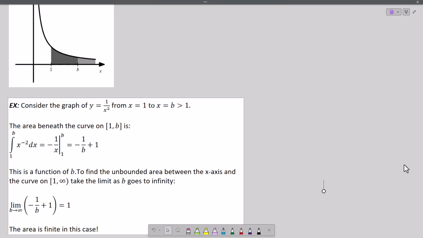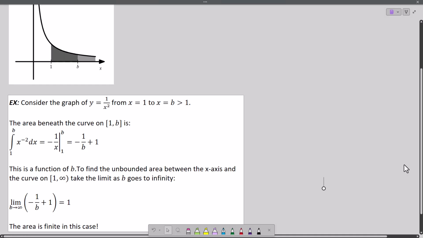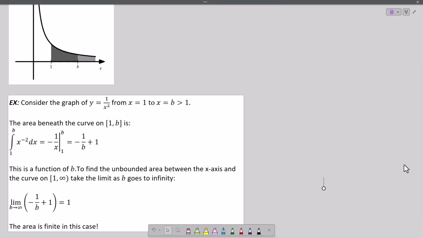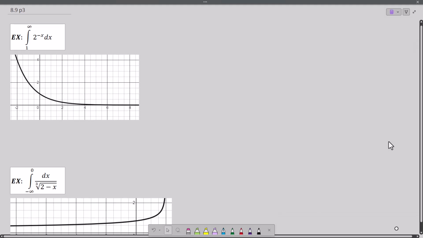Okay? So that's the strategy. Form a definite integral as a function, take the limit of that function. Boom. That's it. But it's a big deal. We're finding the area of an unbounded region, which is not trivial.